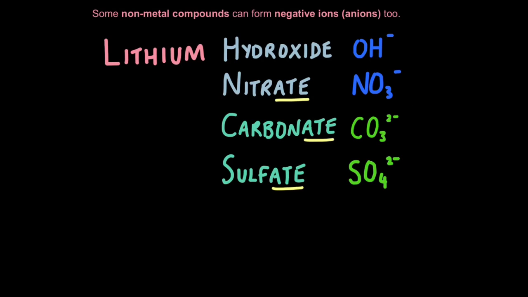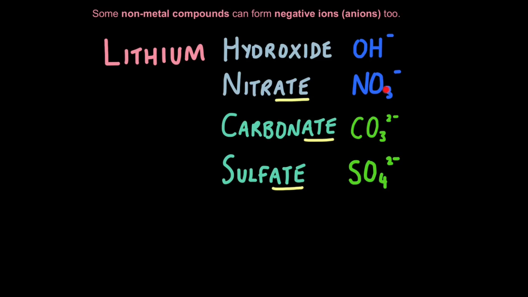You also need to be very aware that some non-metal compounds can form negative ions or anions too. The four you need to know are hydroxide ions, which form OH-, nitrate ions, which are NO3-, carbonate ions, which are CO3 2-, and sulfate ions, which are SO4 2-.